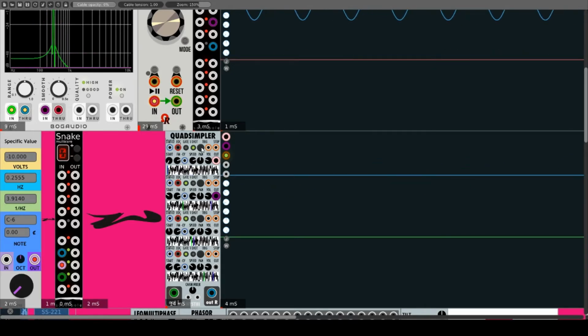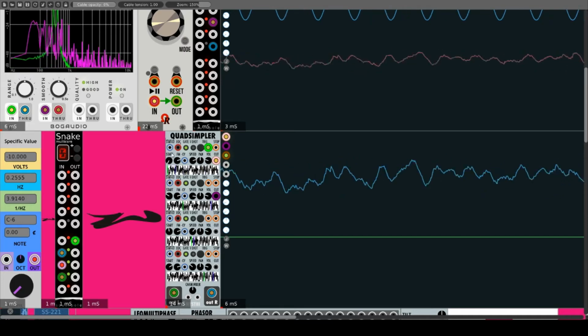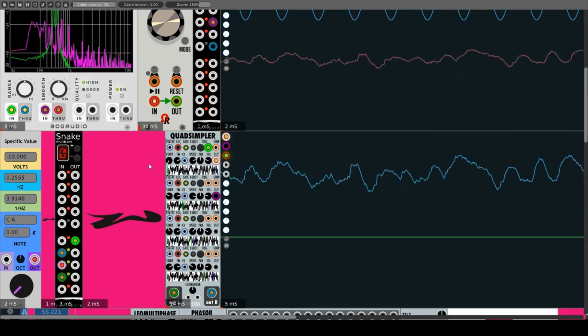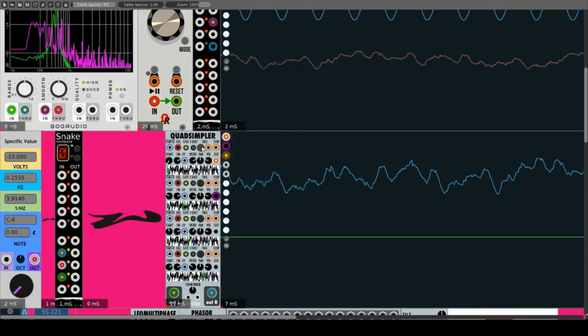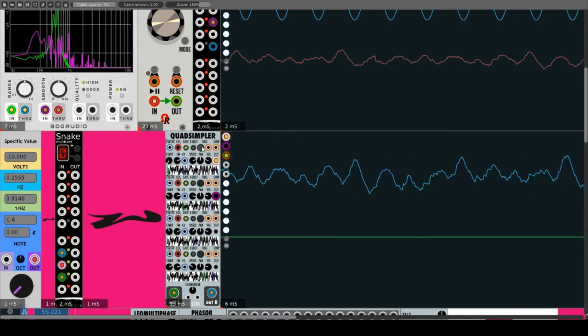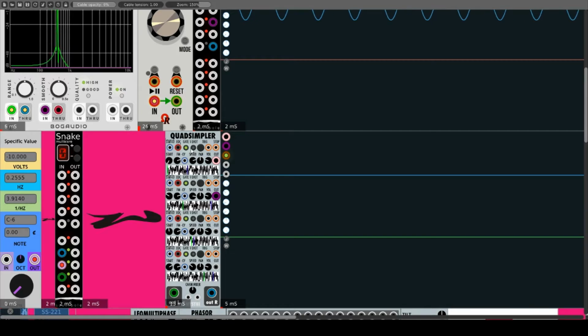In gate mode, it waits for a gate signal at the trigger input and plays the sample as long as the gate signal continues. Pressing or holding the trigger button repeatedly also has the same effect. In one-shot mode, the sample is played once as soon as a trigger signal is received or the button is pressed.